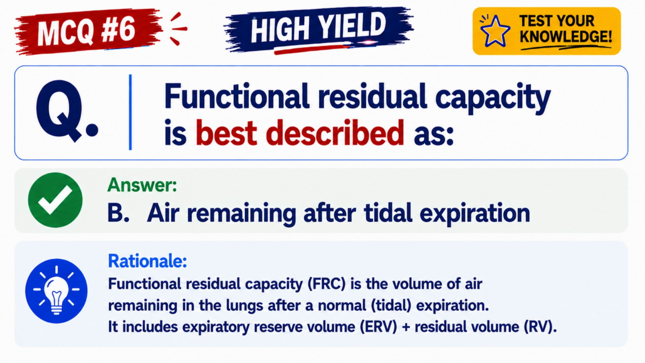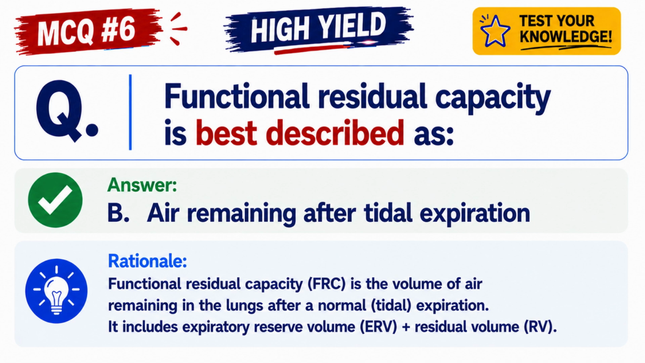FRC equals ERV plus RV, expiratory reserve volume plus residual volume. FRC is approximately 2.5 liters in a healthy adult in the upright position. And FRC is the most clinically relevant lung volume in anesthesia. It is your oxygen reservoir. During apnea, the oxygen stored in the FRC is what sustains the patient while you are securing the airway. Larger FRC, longer safe apnea time.